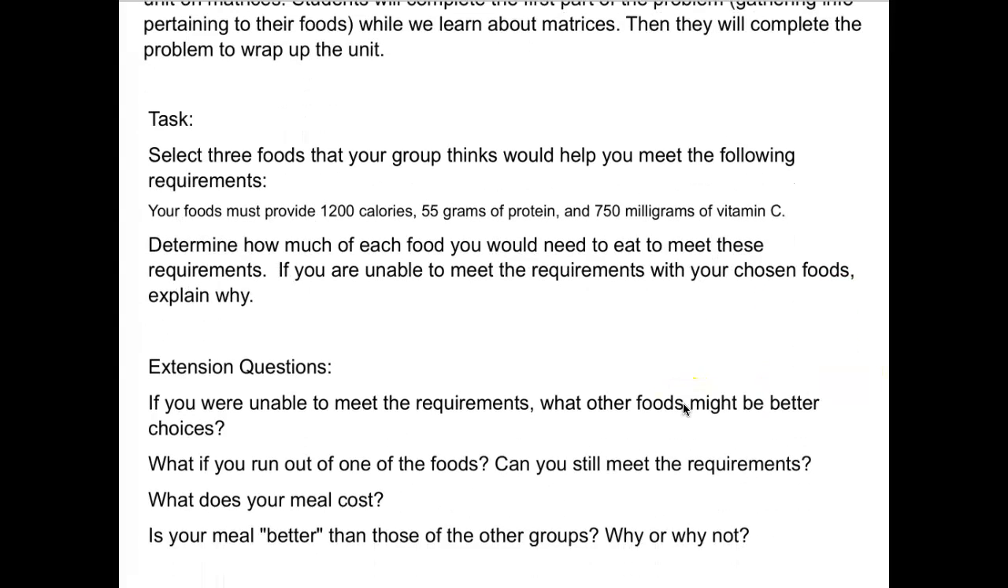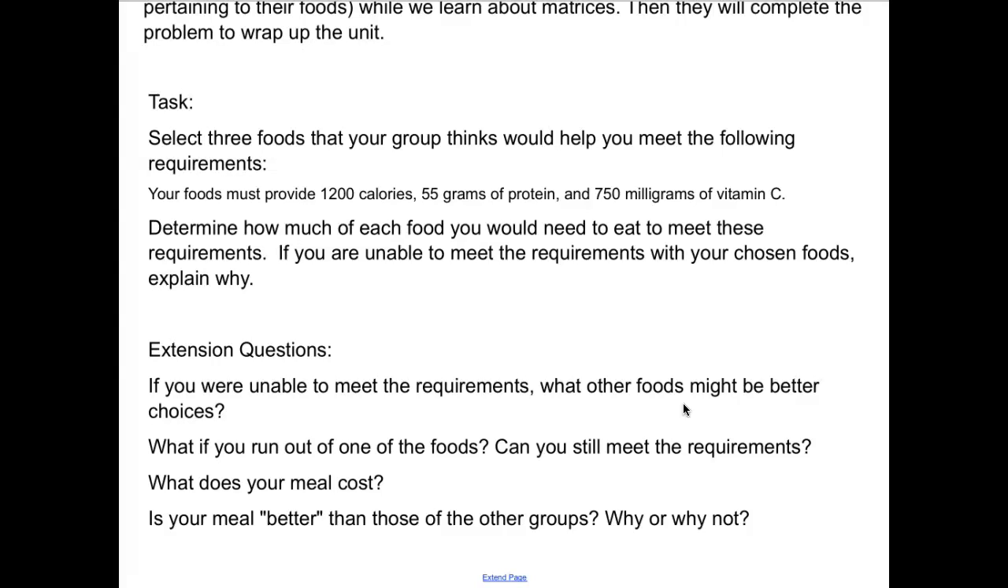I did develop some extension questions for those who finish a little earlier. If you were unable to meet the requirements, what other foods might be better choices? What if you run out of one of the foods? Could you still meet the requirements? And what does your meal cost? Is your meal better than those of the other groups? Why or why not?